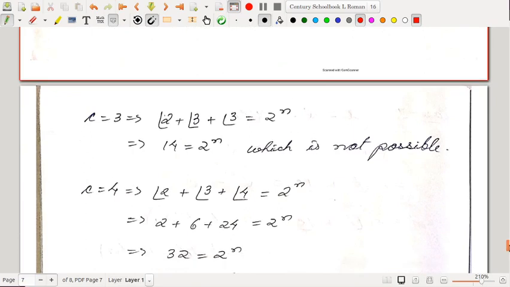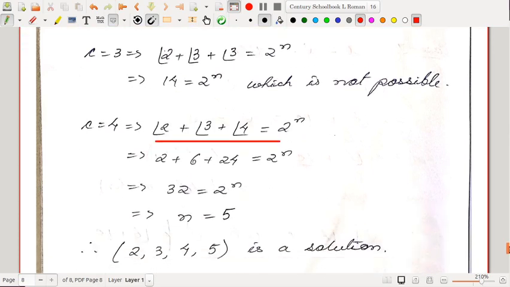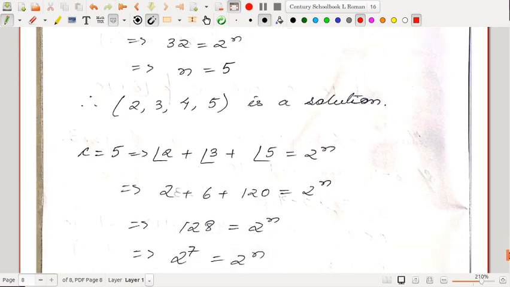If C equal to 3, then we have factorial 2 plus factorial 3 plus factorial 3 equal to 2 to the power n. So that is 14 equal to 2 to the power n, but this is not possible because 14 is not a power of 2. And if C equal to 4, then we have 2 plus factorial 3 plus factorial 4 is 2 to the power n, that is 32 equal to 2 to the power n, and that is possible because 32 can be written as 2 to the power 5, right? So n is 5. So 2, 3, 4, 5 is a solution.